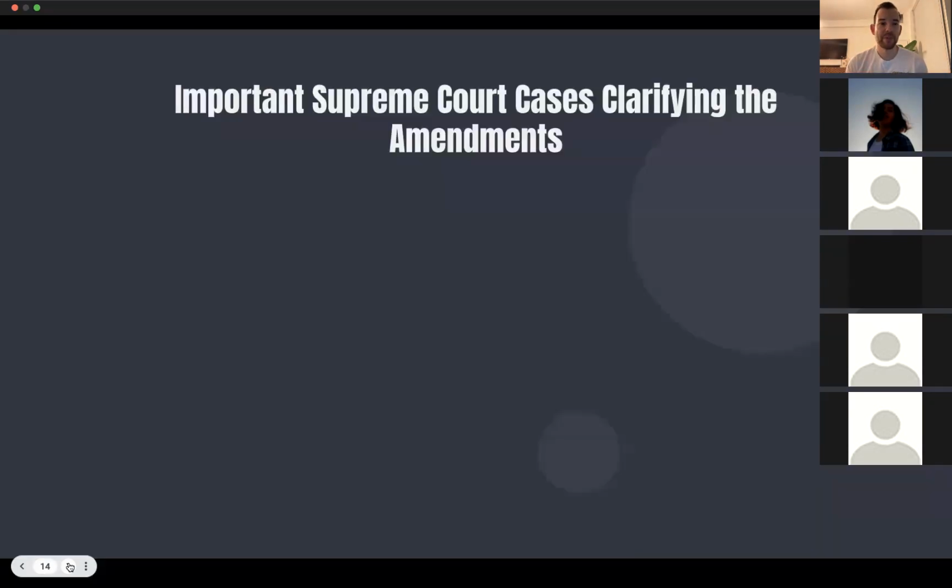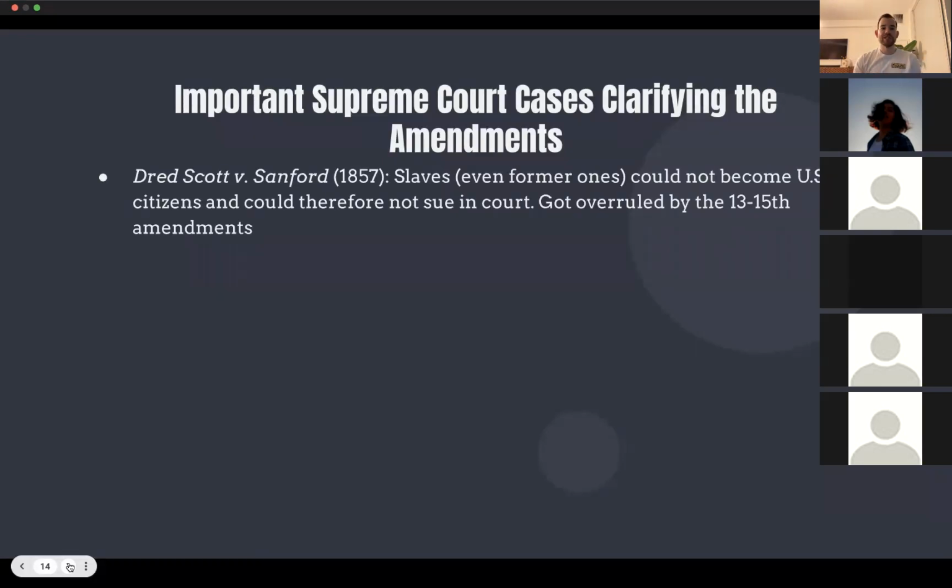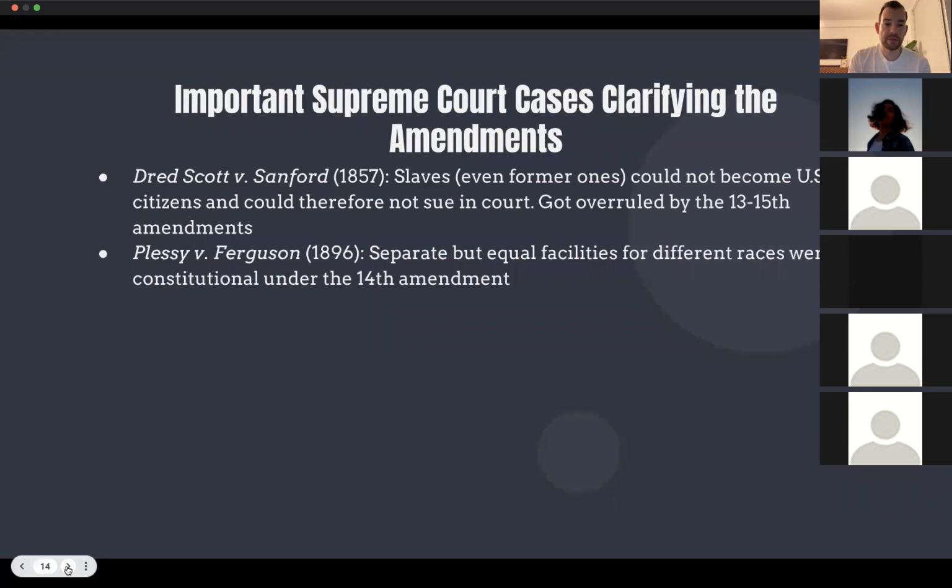Okay, so I promised we were going to talk about important Supreme Court cases. Here they are. First, Dred Scott, super important case. This is widely seen as one of the worst decisions in American history. It said that slaves, at the time slavery was still legal in many states, even former ones, slaves that were given their freedom or escaped, could not become US citizens and therefore had no right to sue in court. This terrible decision was eventually overruled by the 13th, 14th, and 15th Amendments.